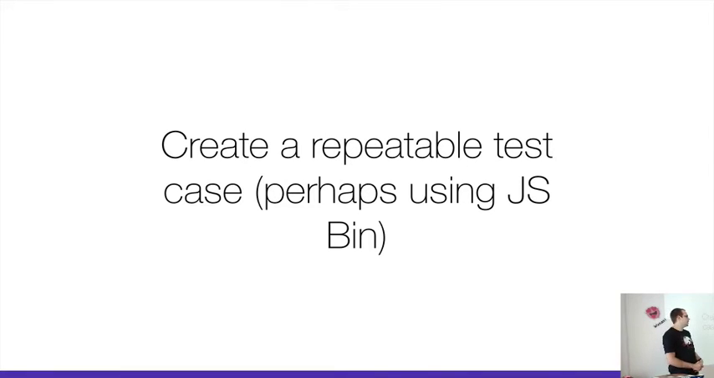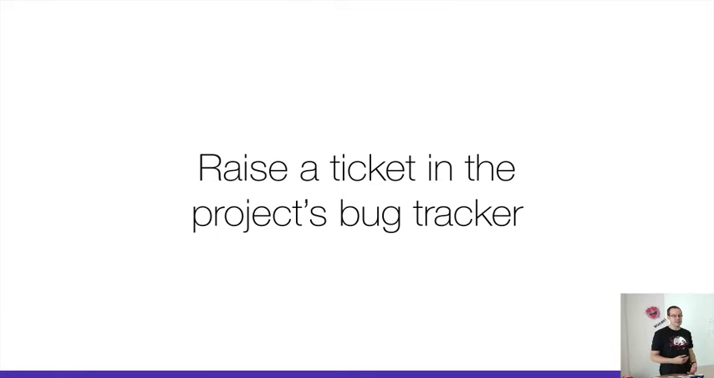Having found the issue, create a repeatable test case. So a small amount of code that is using that open source project, and then the maintainer can see quickly what's going wrong. It's not helpful to just describe the use case when that's buried deep inside your code. And then you should raise that ticket with all the information on the project bug tracker.